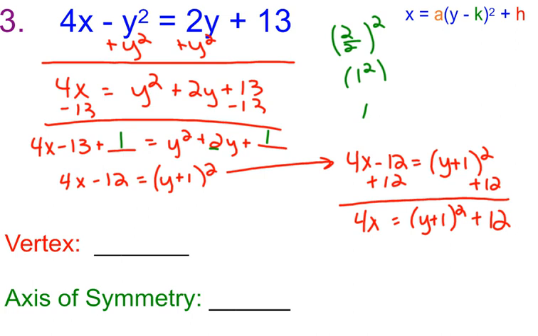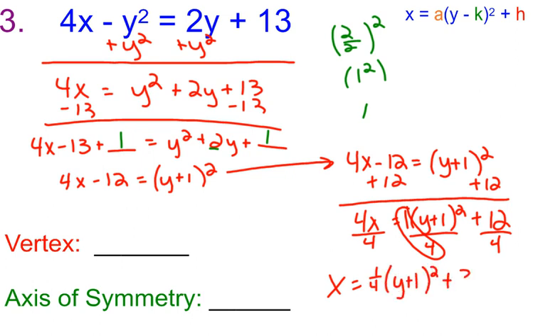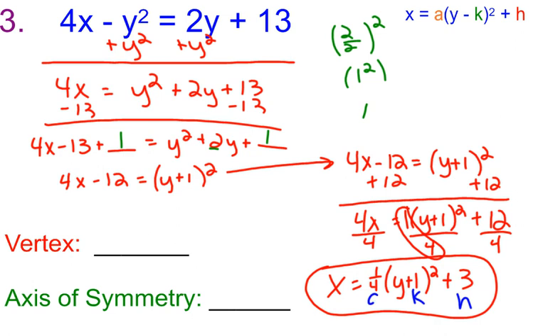This 4x here seems a little confusing, but what I have to do is actually divide everything by 4. So we would have x equals, and remember there's a 1 here, so this is my a value. That's what this is going to become. So I'm going to write 1/4 times y plus 1 quantity squared plus 3. And here's vertex form. So remember, my h and k are here, and this is my a value.